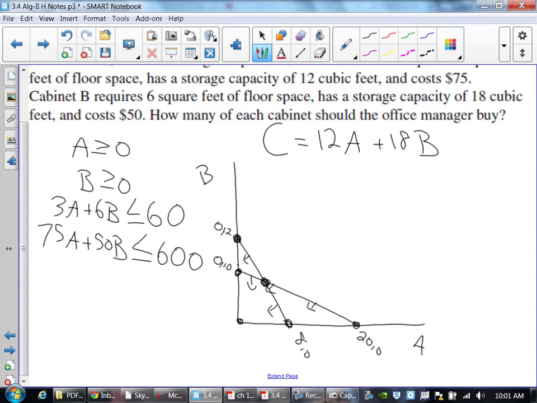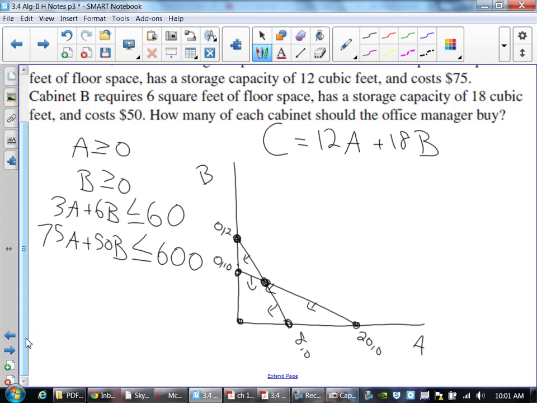How did you get the bottom equation? Like you got 75. That was the cost one. We have up to and including $600 to spend. Each cabinet of A is $75 and the other one is 150.